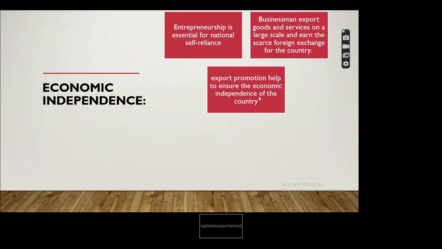Then how is it possible? It is possible through the 29 or 30 states producing entrepreneurs. If every student, every graduate and every postgraduate becomes an entrepreneur, then automatically our national economic independence will be very high. Economic independence is an important part of entrepreneurship. Okay.